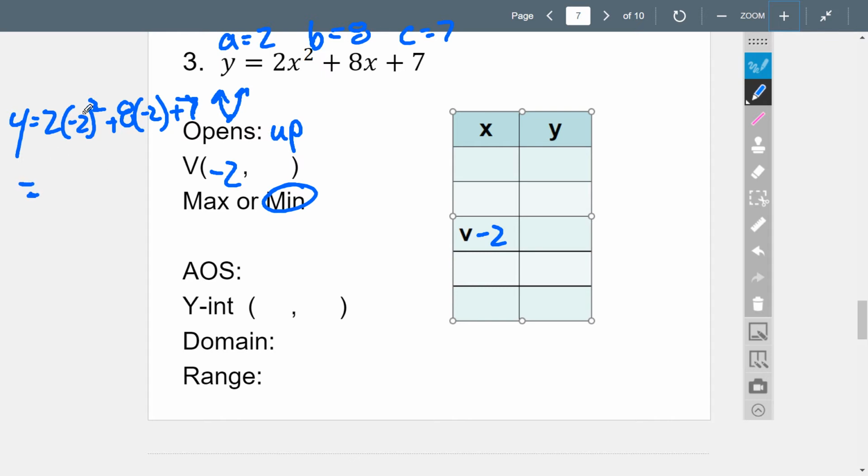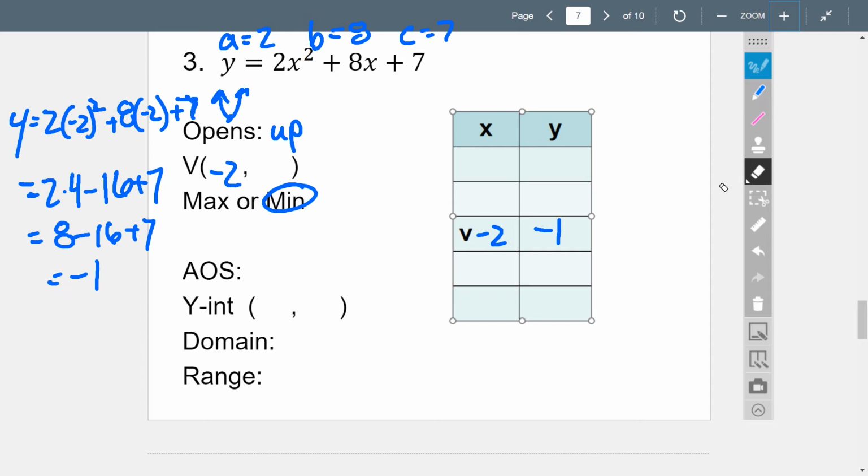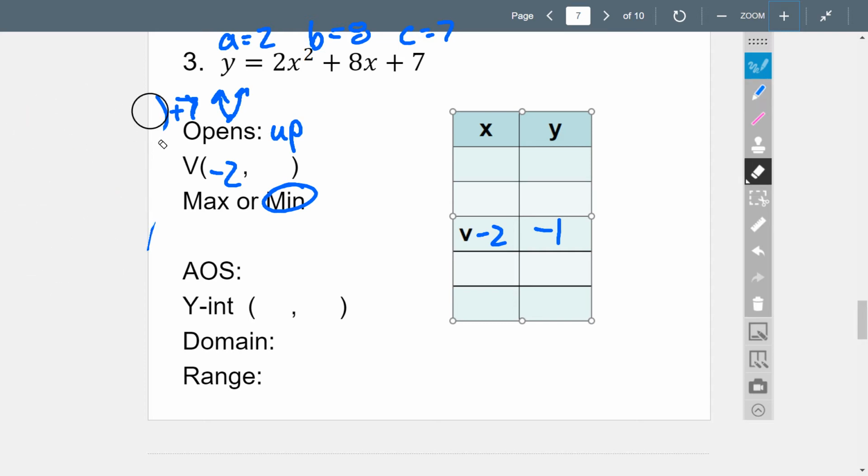Okay, so always do exponents before multiplication. So that's 2 times 4, because negative 2 squared is 4. So 2 times 4, 8 times negative 2 is negative 16, and plus 7. So I'm looking at 8 minus 16 plus 7, which is negative 1. So the y-coordinate of the vertex is negative 1. So the minimum is the y-coordinate, so that's negative 1. The axis of symmetry is the x-coordinate, so x equals negative 2.